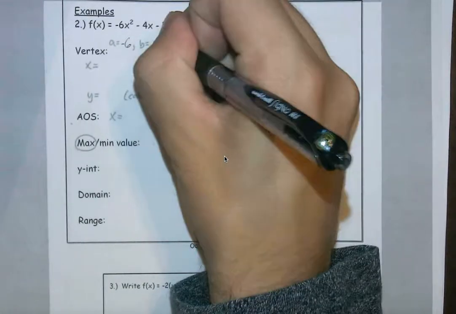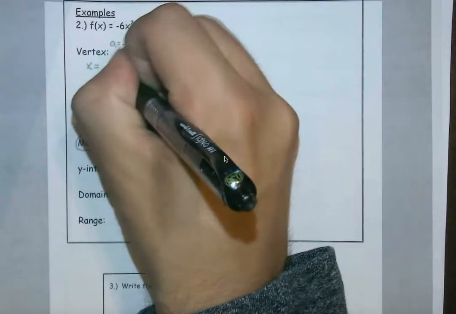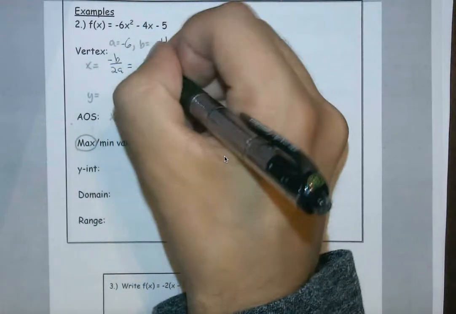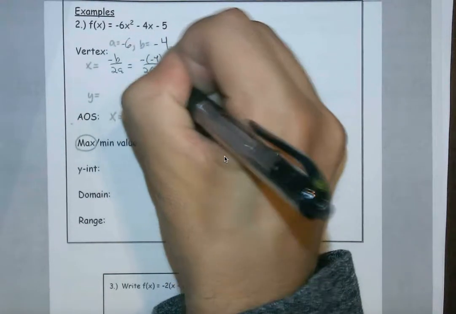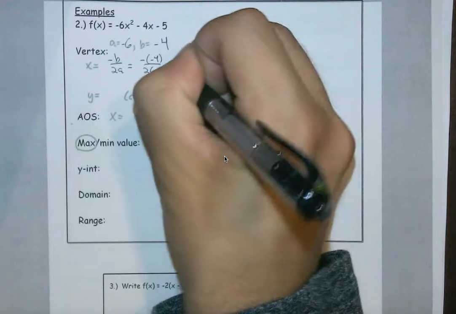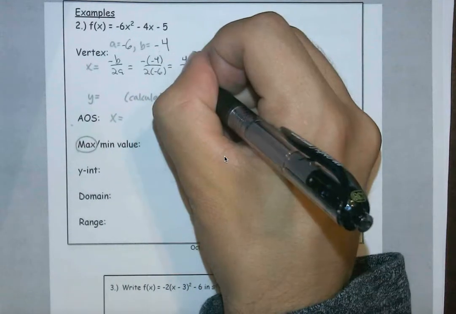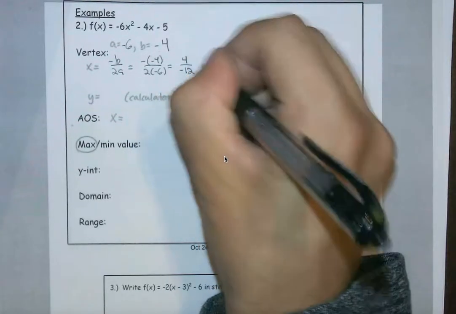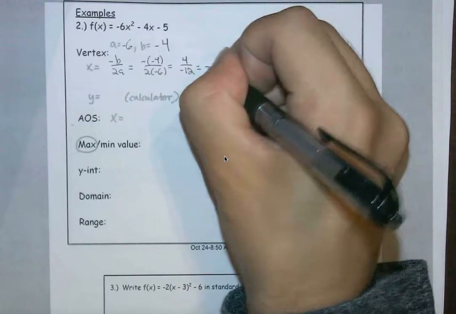So we have our coefficients, -6, -4. Getting our axis of symmetry, -b over 2a. I know that I'm subtracting -4 up top, taking two versions of -6 in the denominator. Subtracting -4 gets us 4 here. 2 times -6 gets us -12, which we can then simplify to just -1/3.